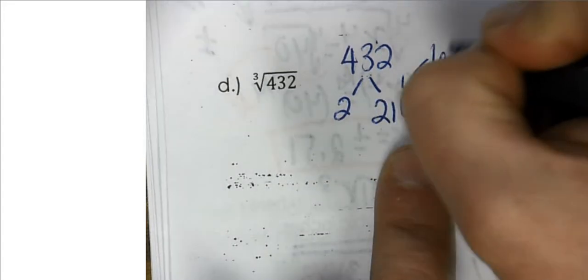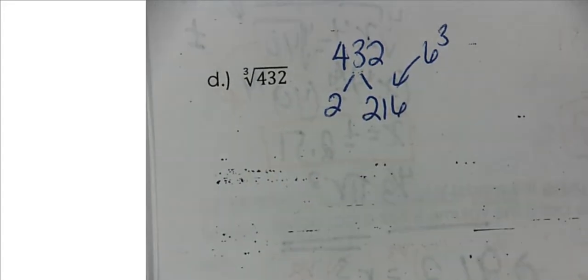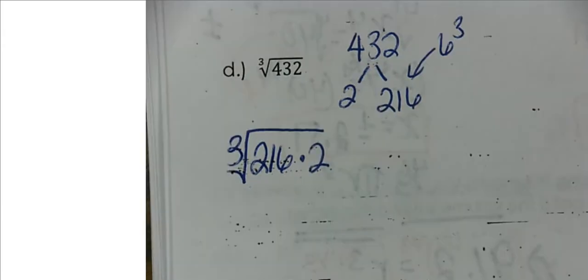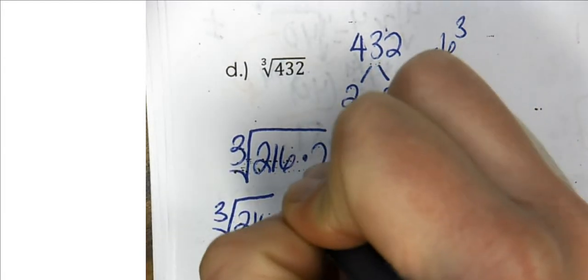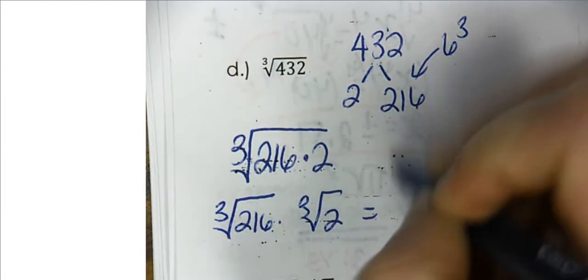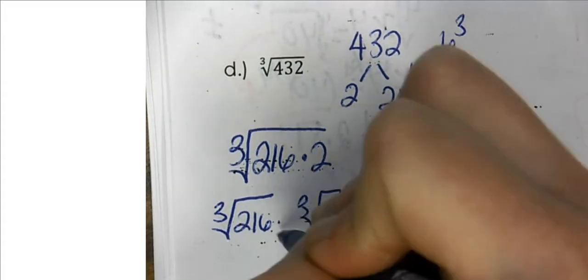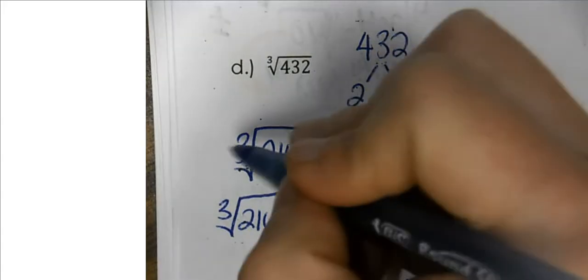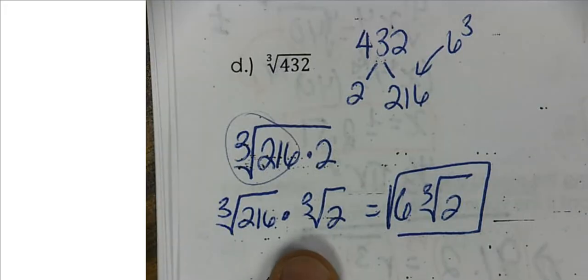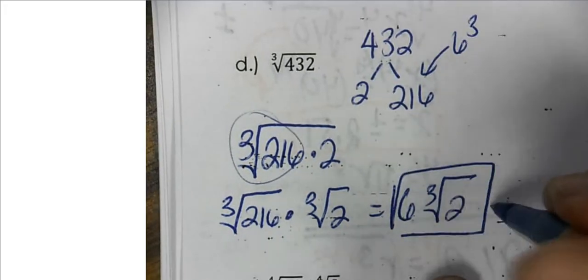Okay, I know something about 216. That's 6 cubed. That's a perfect cube. So I'm going to rewrite this as the cube root of 216 times 2, and I like to put my perfects in front. If it helps you, break it apart into the cube root of 216 times the cube root of 2, so that you'll end up with 6 times the cube root of 2. Now this extra step is an extra step. If you want, you can just say, oh, I know that the cube root of 216 is 6. Leftovers is going to be a 2 inside.